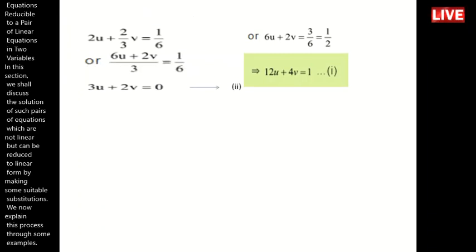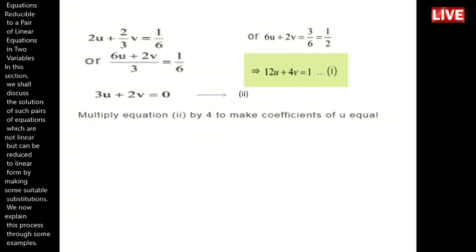Now you can say in variables u and v. Now the next equation was 3 upon x plus 2 upon y is equal to 0. When we put 1 upon x is equal to u and 1 upon y is equal to v, it will be something like 3u plus 2v is equal to 0. That is equation number 2. Now we will solve these two equations.